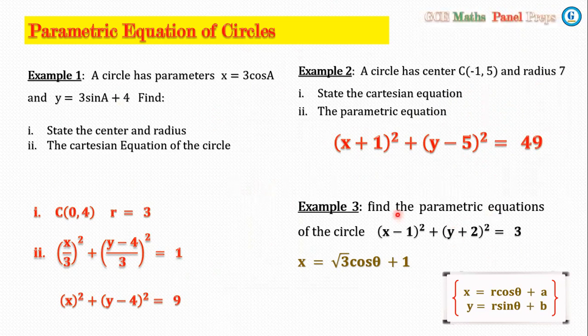Now find the parametric equations of this other circle here. So this one, the radius squared is 3. So the parametric equation will be x equals root 3 cos theta plus the x value of the center, which is 1, and y will be root 3 sine theta plus the y value at the center of the circle, which is minus 2. So that's the parametric equation.